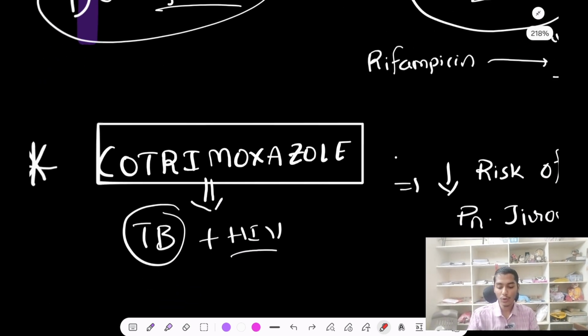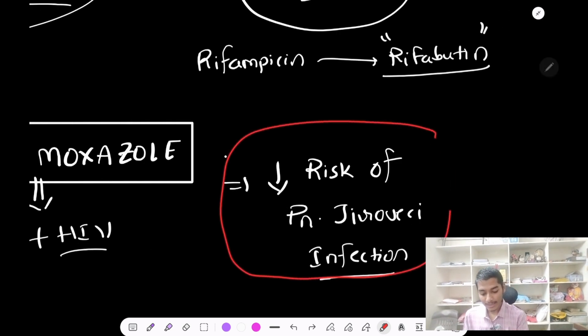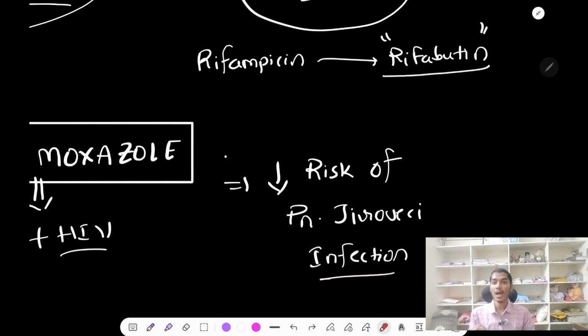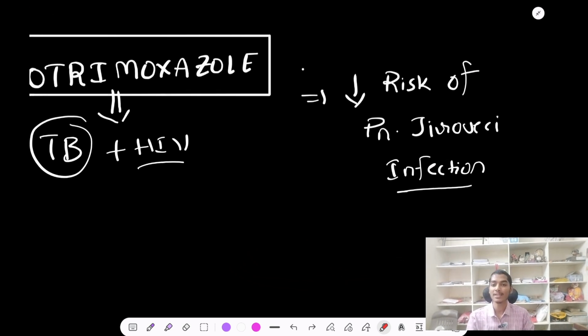And we have to use cotrimoxazole in an HIV patient who is diagnosed with TB, since this decreases the risk of Pneumocystis jirovecii infection, which is the most common opportunistic infection in HIV. This is used to decrease the mortality as well as morbidity in HIV infection.